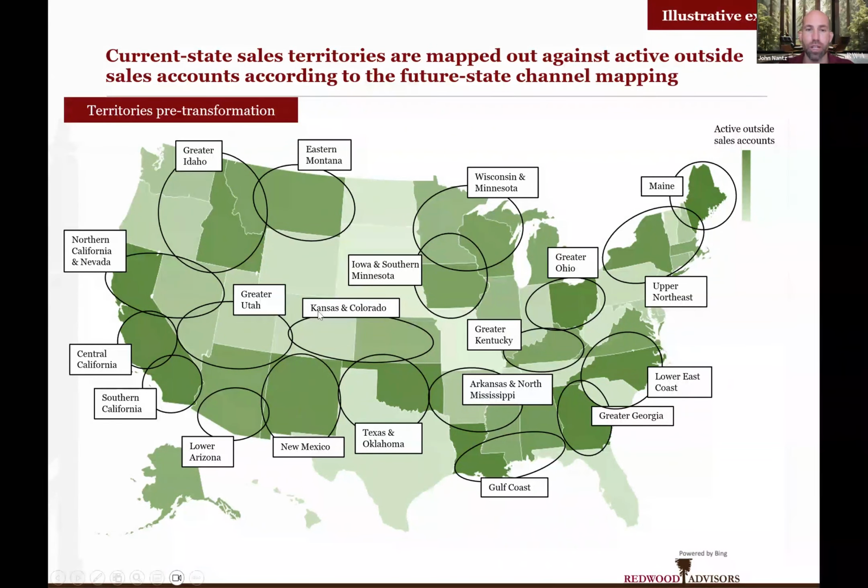So this is an example. We looked at a client. This is a very rough cut of what their sales territories look like.